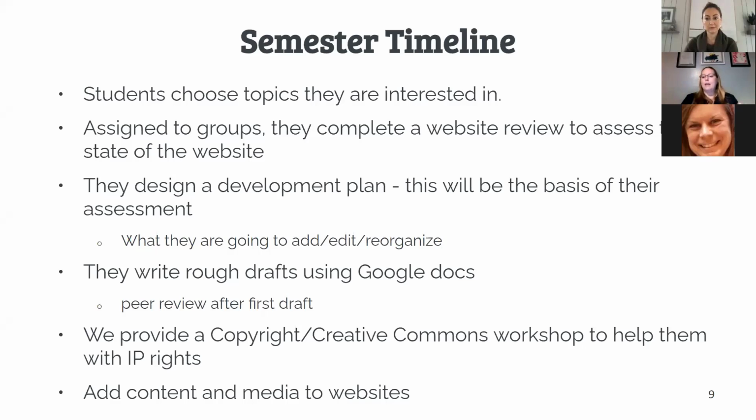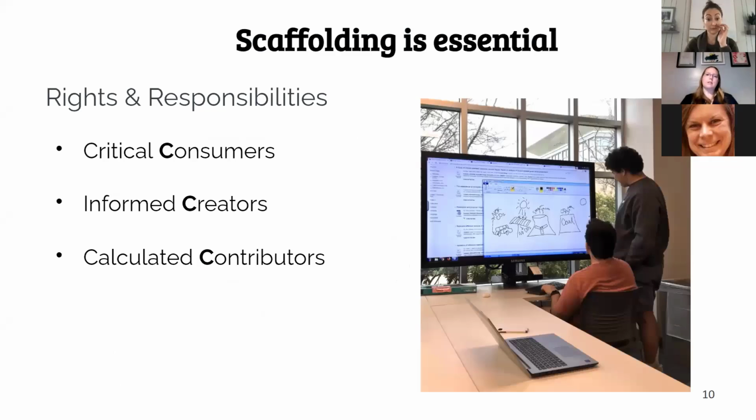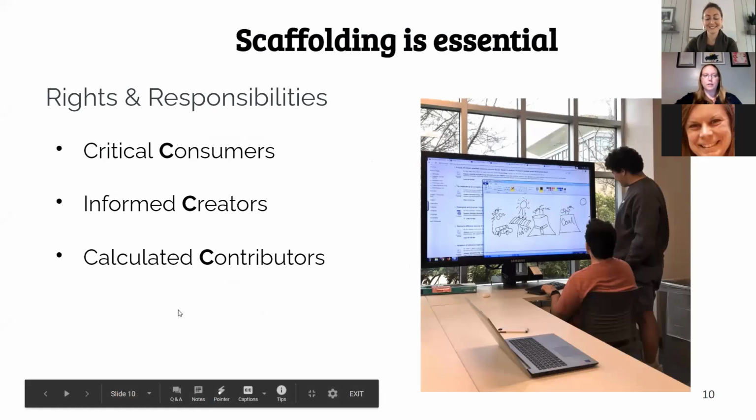And I think my next page is for Lindsey. So if Lindsey wants to talk about our scaffolding.